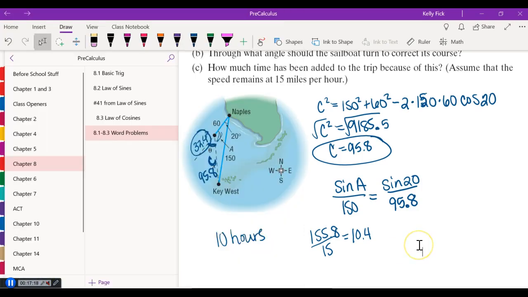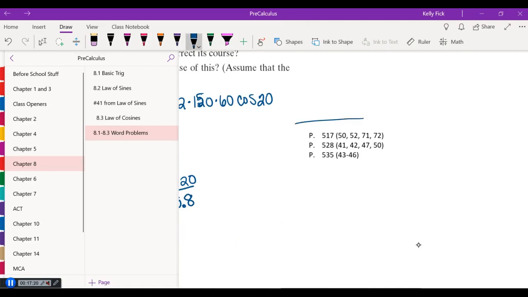All right, and so your assignment's actually over here, page 517. There's 4 problems on each page, and I will do one from each page tomorrow before your test.